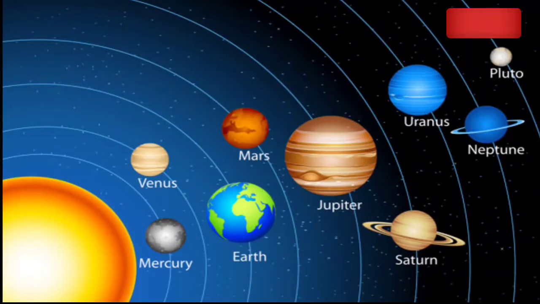Our next chapter is Energy from the Sun. What is the lesson name? Energy from the Sun. My dear children, daily we are receiving light and heat. Understood? So the energy in the form of light and heat we are receiving from the sun. So that is why the sun is the principal source of energy on the earth's surface. Is it right or wrong? Yes, it is right. We are receiving energy from the sun.